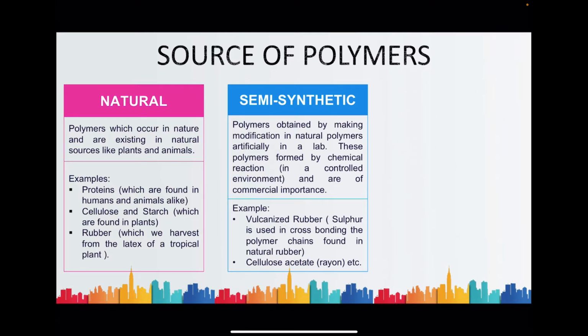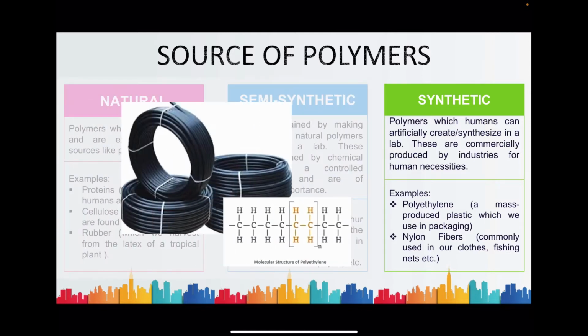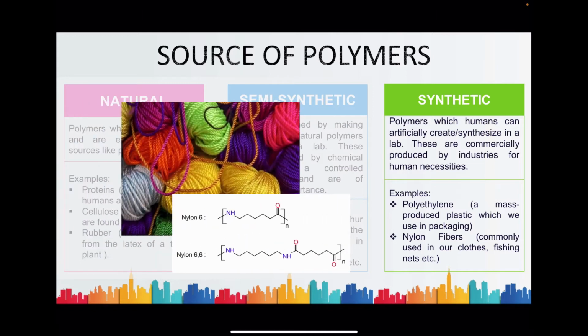The third source of polymer comes from synthetic polymer, where these polymers are produced by humans, which can be artificially created and synthesized in a lab. These are commercially produced by industry for human necessity. Examples of synthetic polymer are polyethylene, and the second one, nylon fibers, which are commonly used in our clothes, fishing nets and so on.